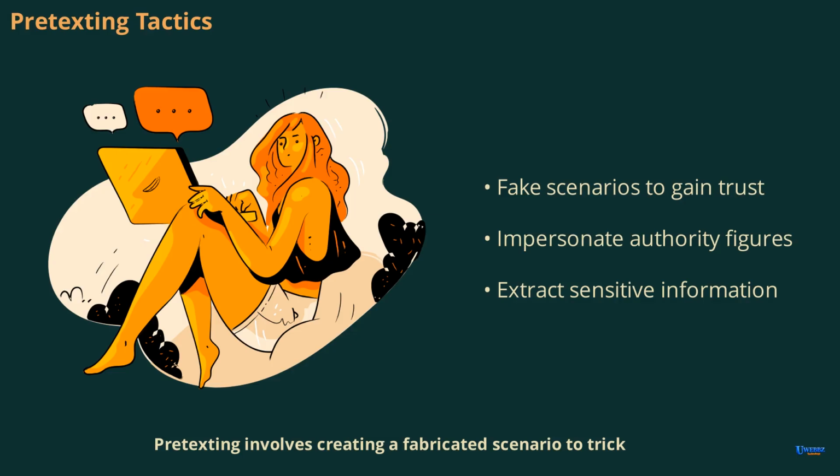Pretexting involves creating a fabricated scenario to trick someone into divulging information or performing an action. Attackers often pretend to be IT support or government officials to gain trust. For example, an attacker might call an employee, claiming to be from IT, and ask for login credentials or request the installation of remote access software. These tactics rely on building a believable story and exploiting trust.